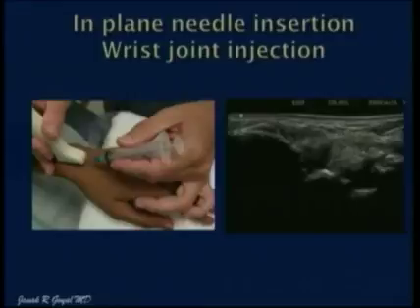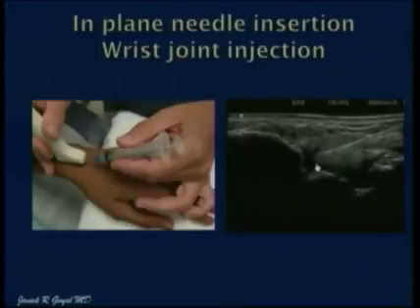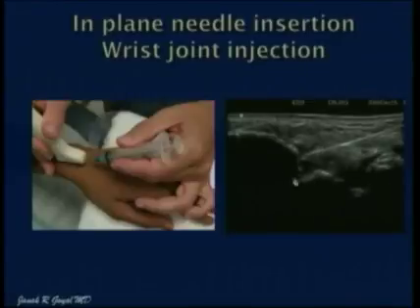Here is a video clip which is demonstrating the direct technique for needle insertion under ultrasound guidance. Here is a needle going directly into the radiocarpal joint and seen as an echogenic band. So this happens to be the wrist joint being injected under direct ultrasound technique.